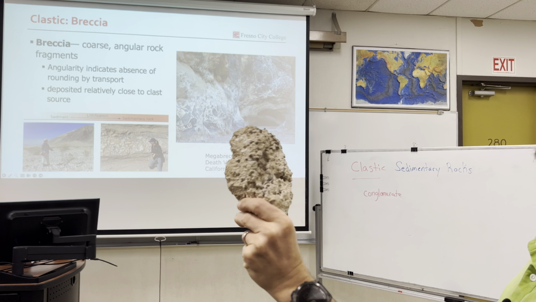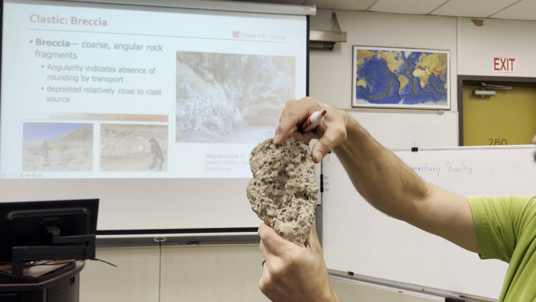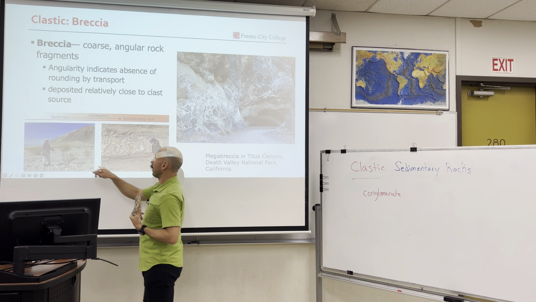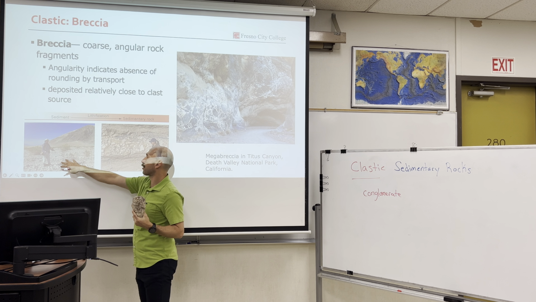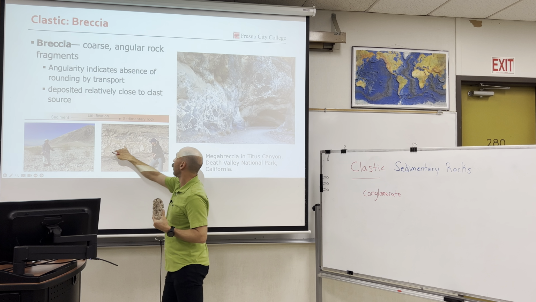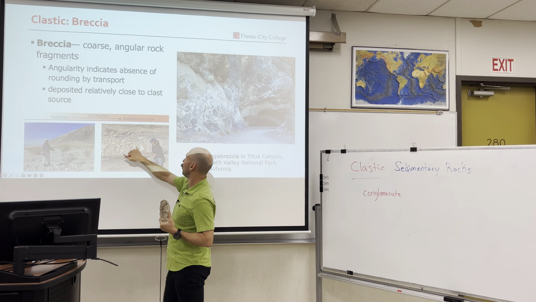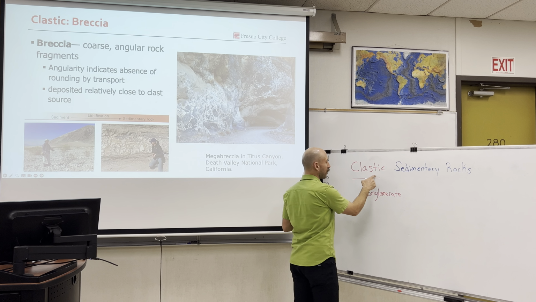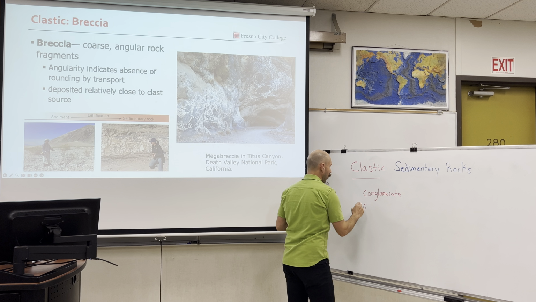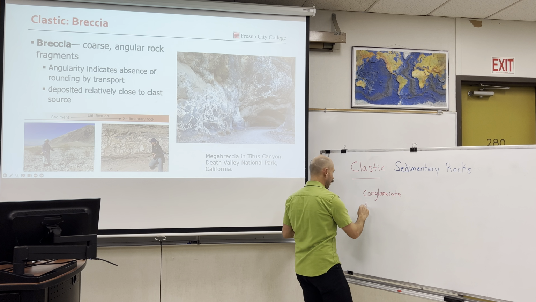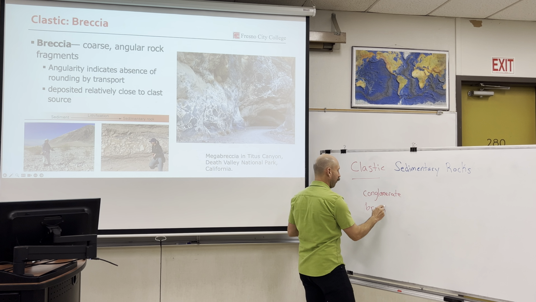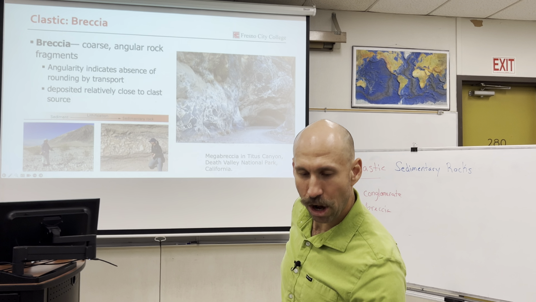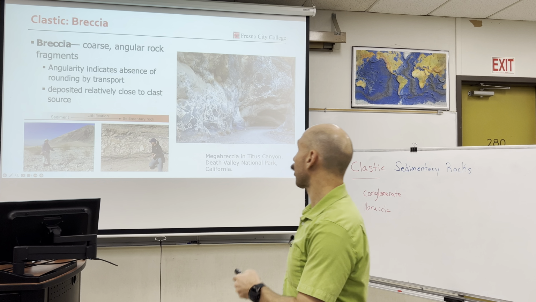Breccia. This is an awesome rock. Angular pieces, as we can see here. In an aeolian environment, a desert landscape, very dry, these rocks can lithify into a rock that is formed of large angular clasts. And we call this breccia. Lots of terminology in geology. Breccia and conglomerate.